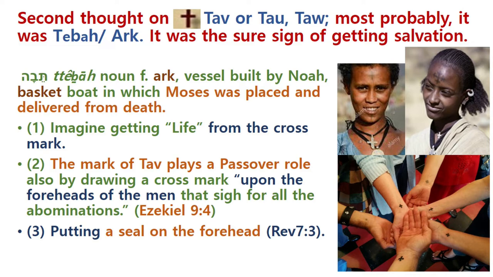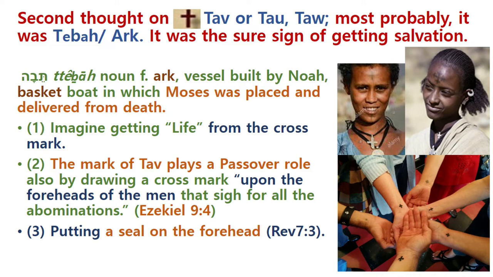Up to now we understood the cross mark, Tav. Most probably it was Teva. I'm suggesting Teva. Teva means the ark built by Noah. This Teva or Tav was a sure sign of getting salvation. Biblically, Cain received this mark, the cross mark, and before the destruction of Jerusalem, the saved people, the remnant, received the sign of the cross mark. It is a sure sign of getting salvation. Because of the ark, a big ship, a big vessel built by Noah, his family, 8 people, was saved. It could also function as the sure mark of salvation.